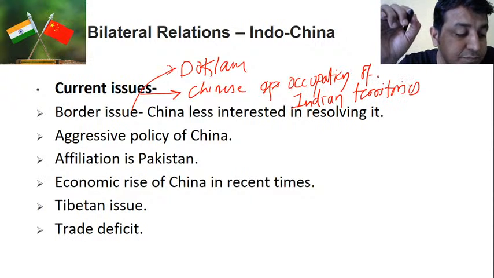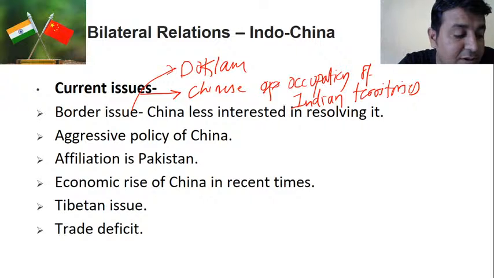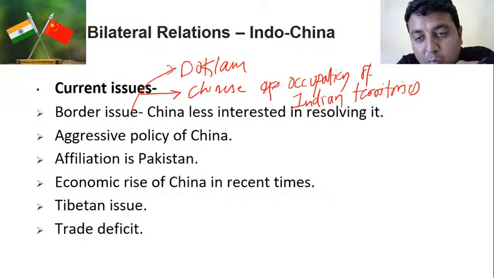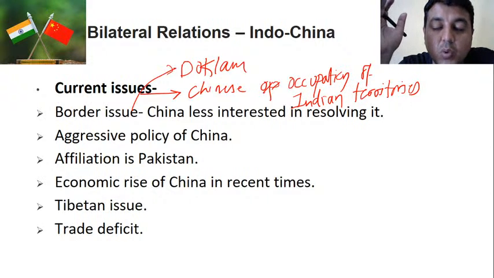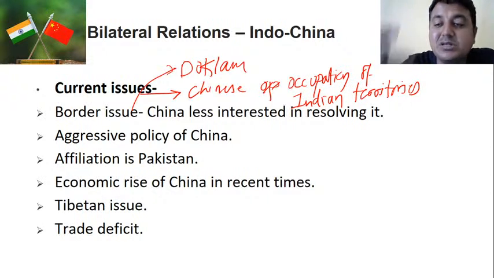Yes, exactly, whatever you said, it's exactly the same thing. Fruitful output comes only through negotiation. Diplomacy has always played a role, and India believes in that. But China's policy of aggression is always creating problems for us. So Chinese occupation of Indian territories is the best example.